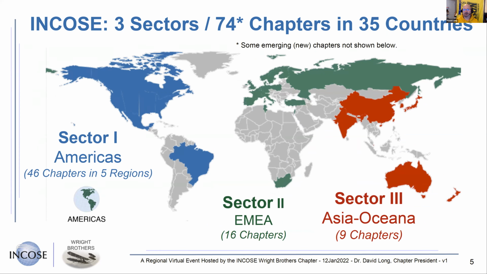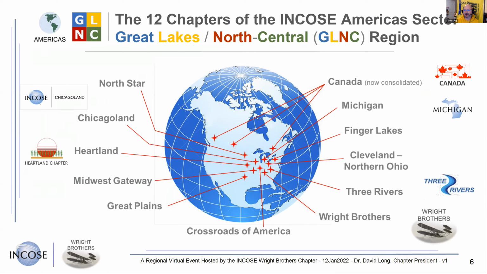We have the Great Lakes North Central region, and we have expanded beyond just this cluster around the Great Lakes. We've moved into Canada, and we've started to move down south and west too, down to the Great Plains. We're in the Midwest, Heartland. So we are in the central United States, and we've been expanding beyond those areas.